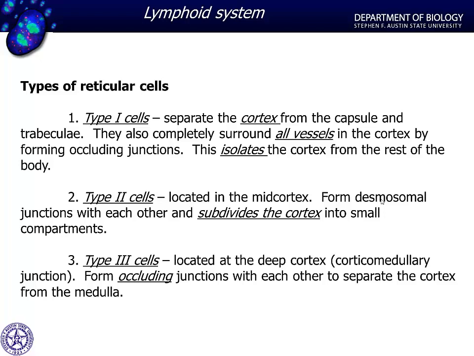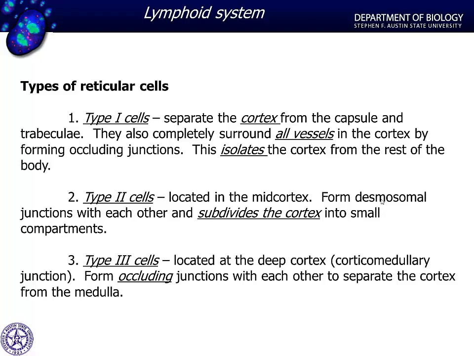Now, type 2 cells are also going to be here in the cortex, but they are going to function to divide the cortex into smaller compartments. They're going to have desmosomal junctions, so it's not the tight junctional complexes, and we really don't mind that material that's in the cortex can move from one place to the other in the cortex. We're not going to immuno-isolate with these, but these are going to be structural in subdividing the cortex into smaller regions.